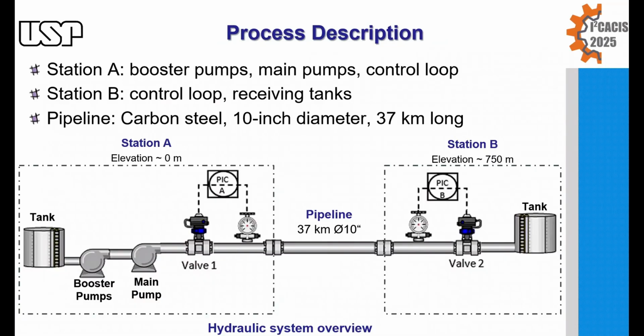Let's now take a closer look at the pipeline's physical structure and control loops. At Station A, on the left, booster and main pumps supply the pipeline through a pressure control loop. A second loop, with the same purpose, located at Station B, on the right, prevents gradual pipeline damage. Both control loops are designed to avoid overpressure and cavitation. Below, you can see the hydraulic schematic that illustrates these control stations.